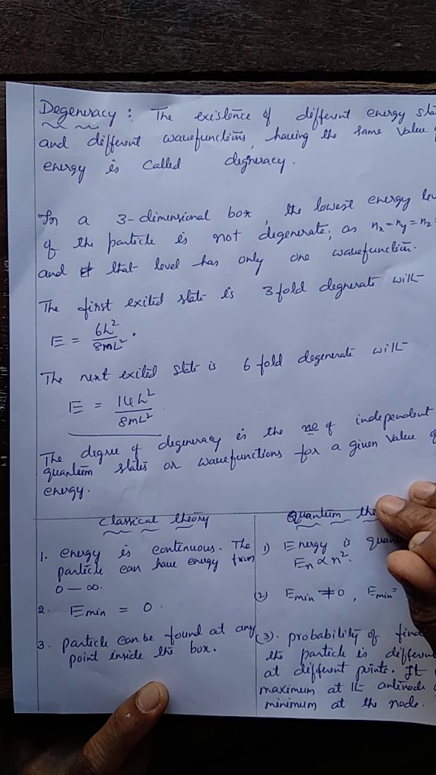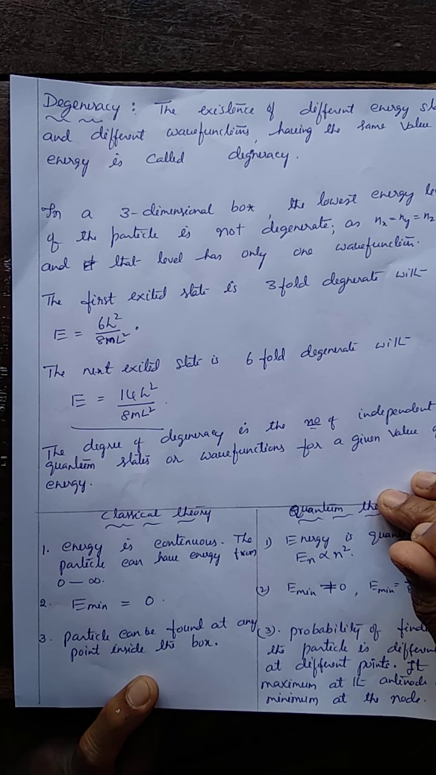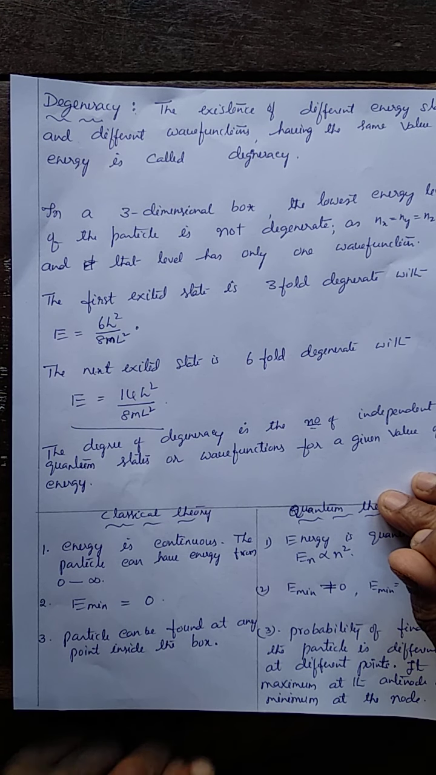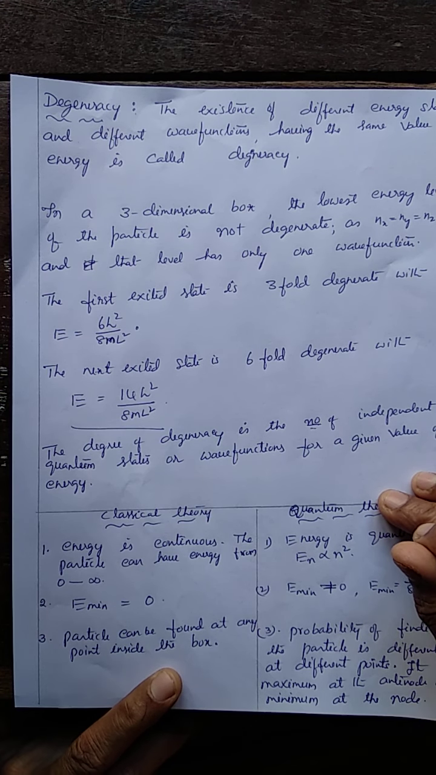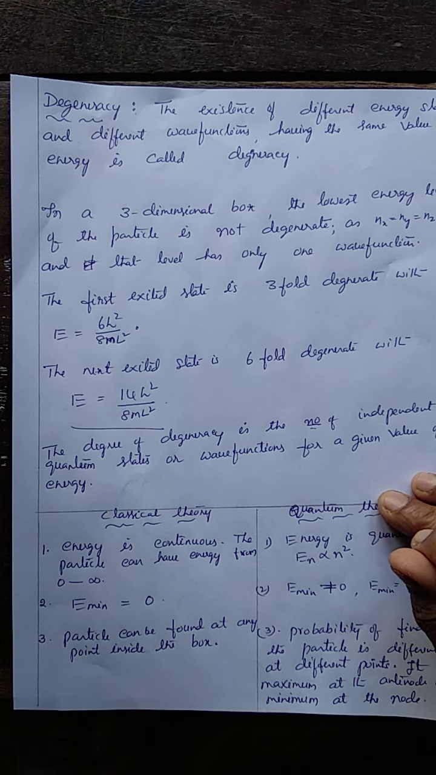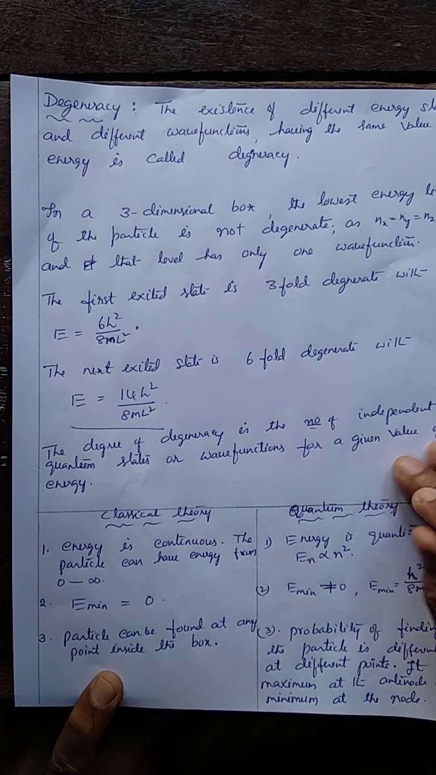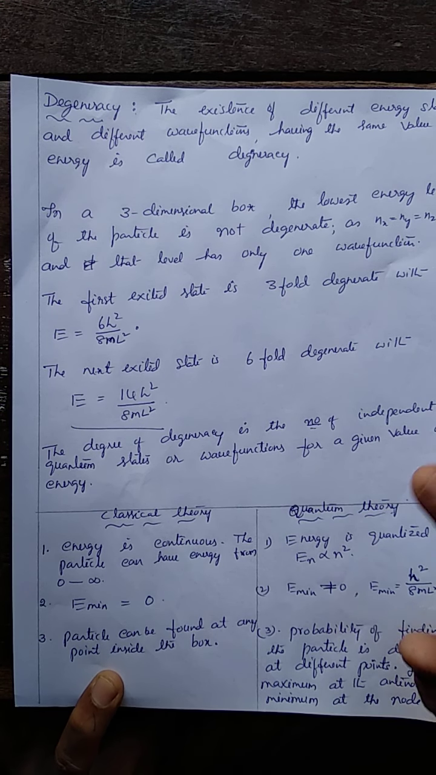So, in the three-dimensional box, the lowest energy state, the ground state, is non-degenerate. It is a single state; there exists only one state having that energy, with only one wave function. Degeneracy is not there. It doesn't split. But the first excited state is threefold. For that excited state, there are three different states having the same energy value. That's important. So it is threefold degenerate.